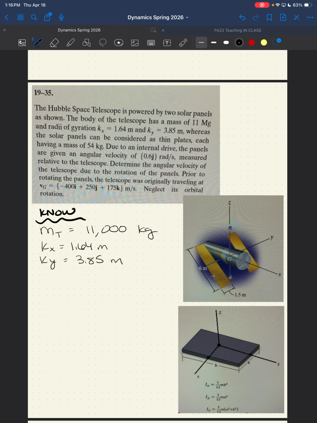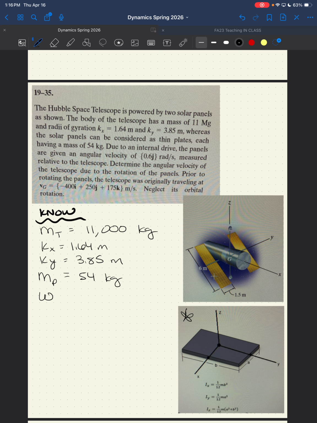Okay. So let's go ahead and maybe compute I, G, Y for the panels. Which equation do you think, if we compare the image of the telescope on the top to the equations down on the bottom, which axis do you think I care about for my mass moment of inertia? The X? Yeah, I think that's a great idea, especially if we treat B as that, which length here, the 6 meter or the 1.5?